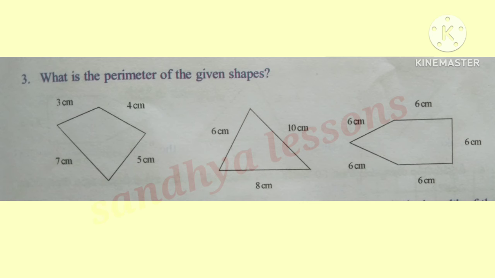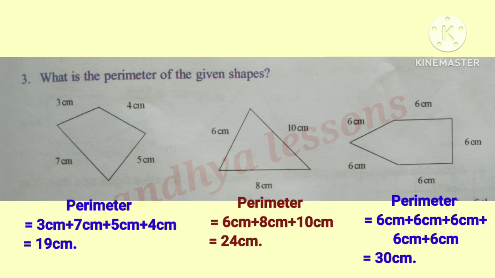Third Roman, what is the perimeter of the given shapes? Perimeter of the first shape is equal to 3 cm plus 7 cm plus 5 cm plus 4 cm, that is equal to 19 cm. Perimeter of the triangle is equal to 6 cm plus 8 cm plus 10 cm, that is equal to 24 cm. Perimeter of the third shape is equal to 6 cm plus 6 cm plus 6 cm plus 6 cm plus 6 cm, which is equal to 30 cm.